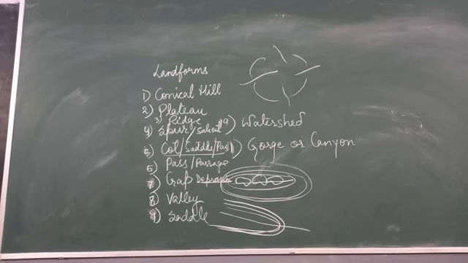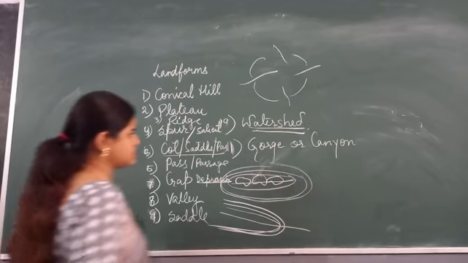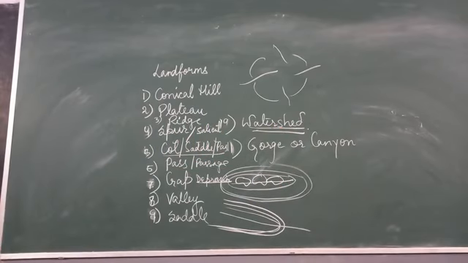The next one is a watershed. Watershed separates the tributaries draining one side from the other. It is called a watershed. And on the two sides of a watershed, the slopes must be opposite and downwards.